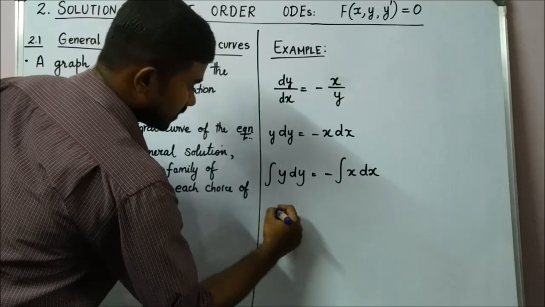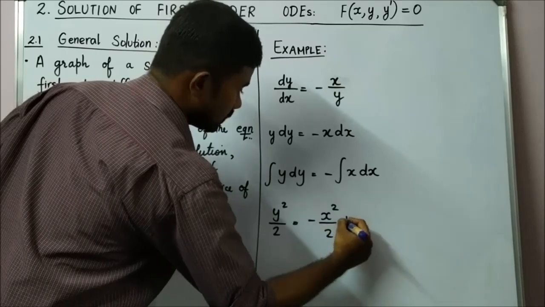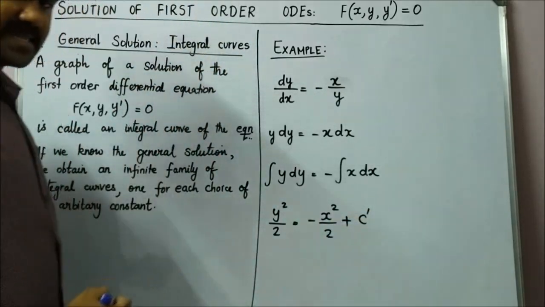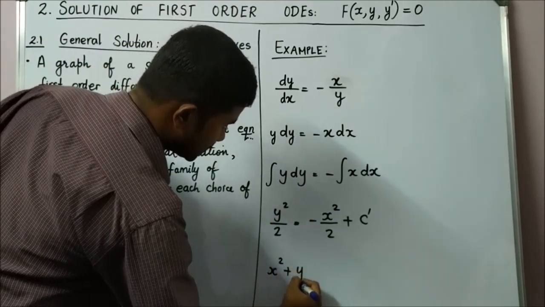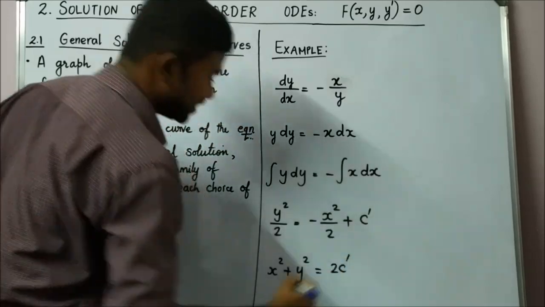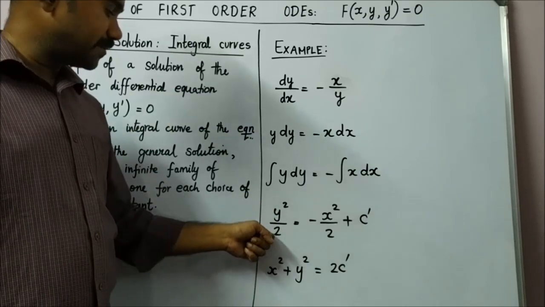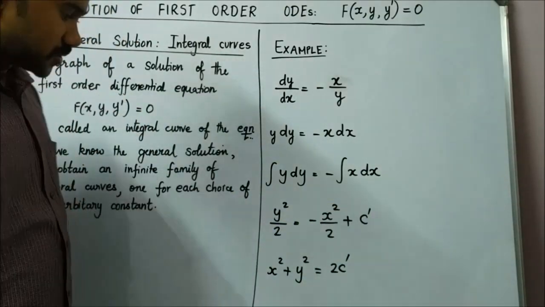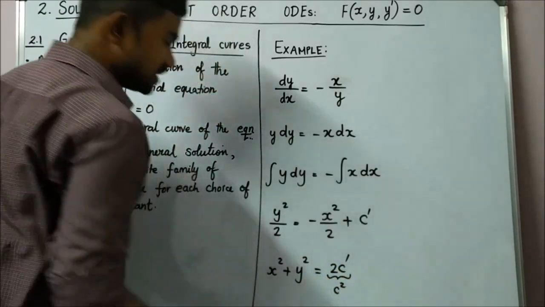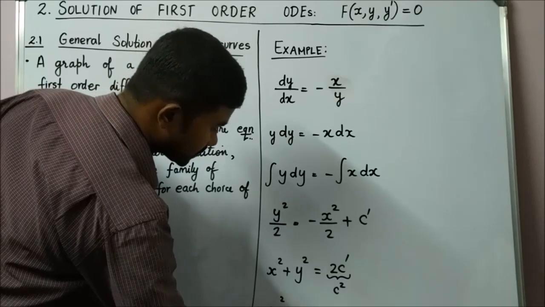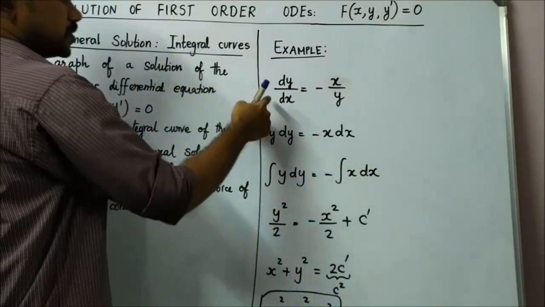Now this is a very simple integration. Y square by 2 is equal to minus x square by 2 plus an arbitrary constant which I'll call c dash. Now you rearrange, you get x square plus y square equals twice c dash. You can take the negative x square term to this side, you get x square plus y square whole divided by 2 equal to c dash. I can also move the 2 here. Now I'll call this 2c dash as the constant c square, and I get x square plus y square equal to c square. This is the general solution to this ODE.